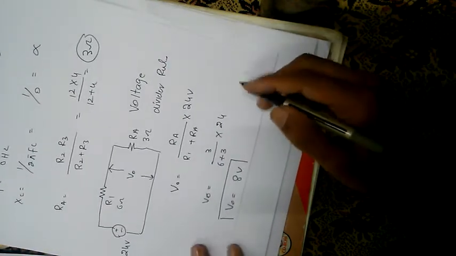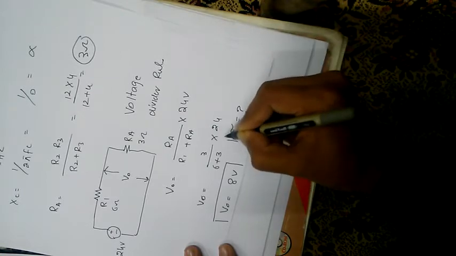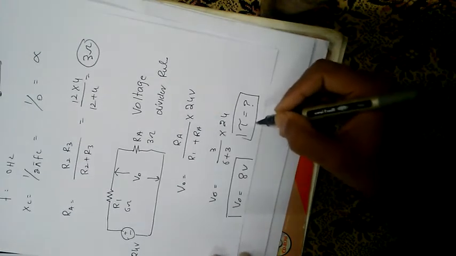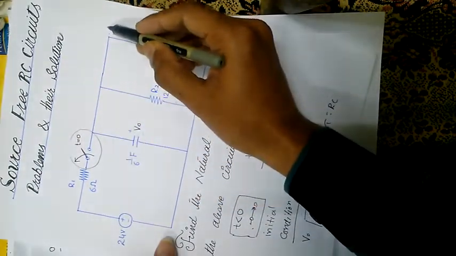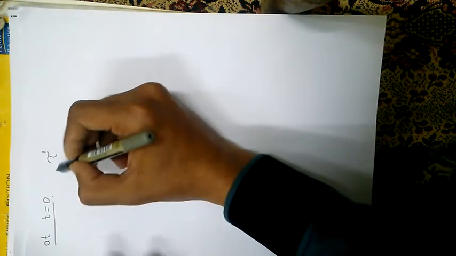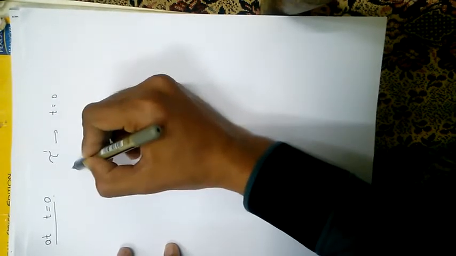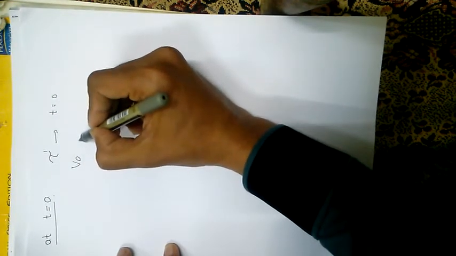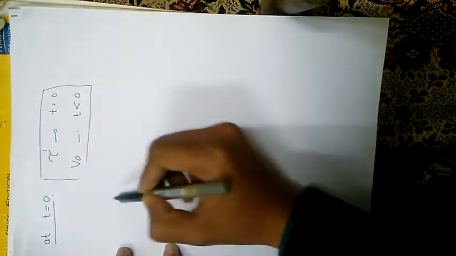The second parameter still remains, that is tau. So now the next task is to find the time constant. Now we have the second case, when the switch is opened. So now we will have only this circuit. You must keep in mind that the time constant is calculated at t equal to 0, while the initial voltage V0 is calculated at t less than 0. So you must keep in mind these two important points.